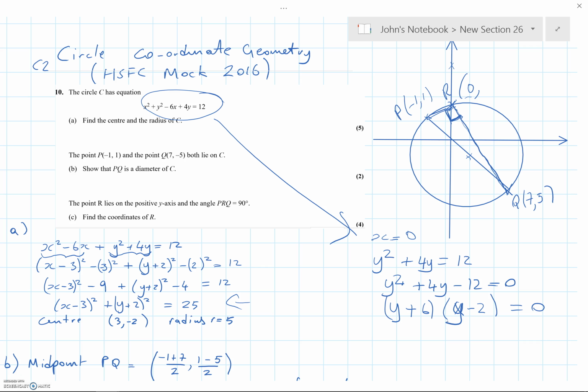So there we have it. We've got our 2 points, y equals minus 6, which is clearly not relevant. That's referring to this point here. Okay, so that's not the one we want. We've got y equals 2. It asks for the coordinate, so I think we better give a coordinate. So the point R is (0, 2). So that's it.